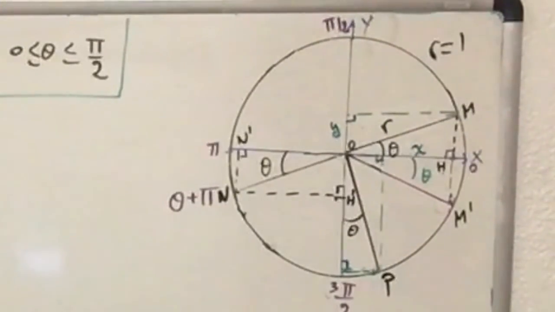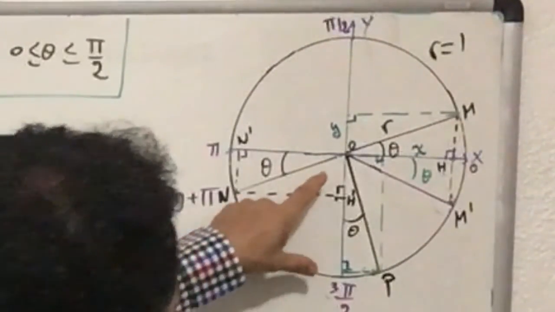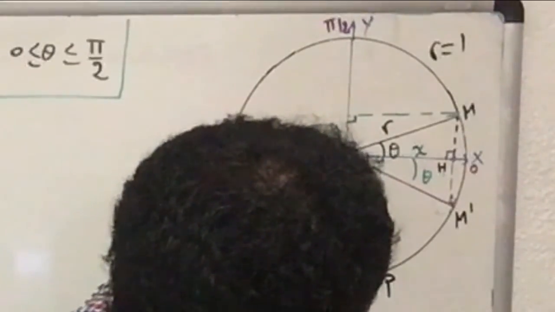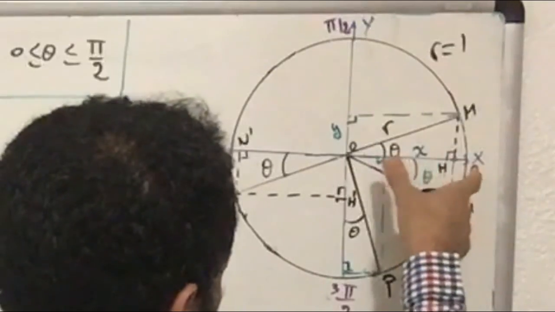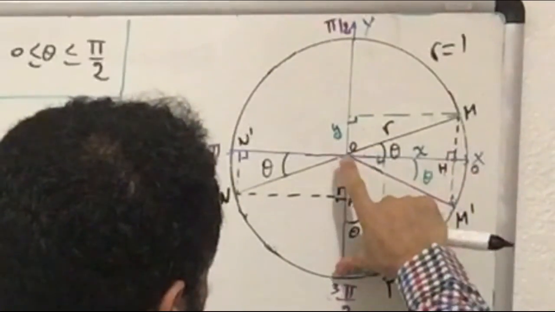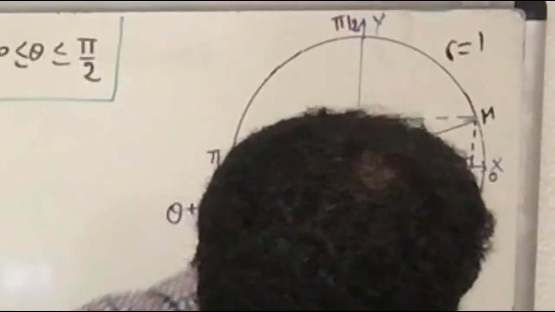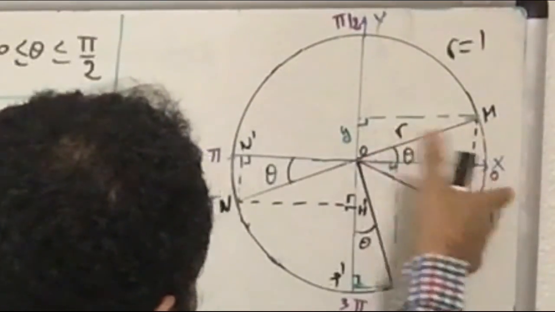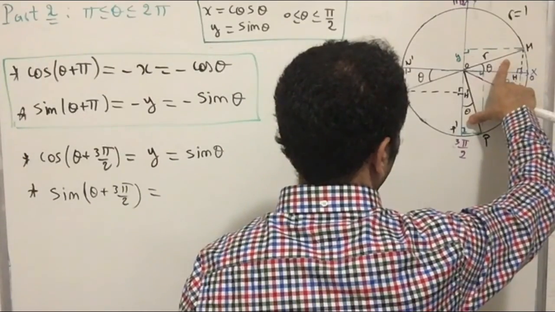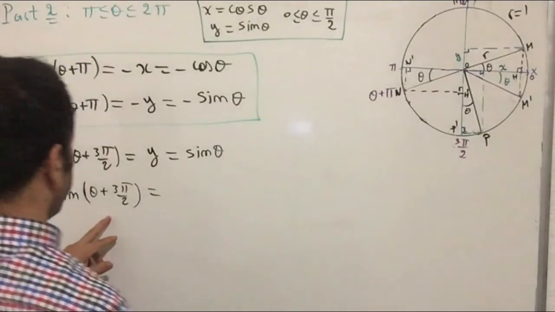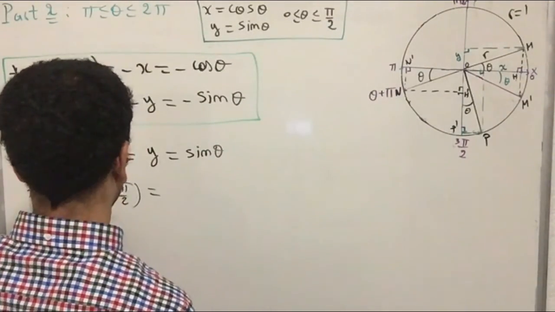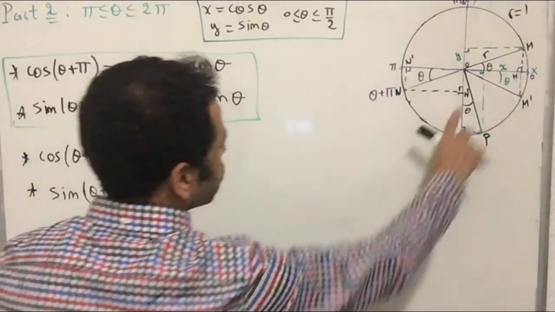So sine of theta plus 3 pi over 2 equals this distance. Due to the congruence of both triangles, I will have x equal to this distance. Let's call it O p prime, equal to x, because these two triangles are congruent. So sine of theta plus 3 pi over 2 equals x.